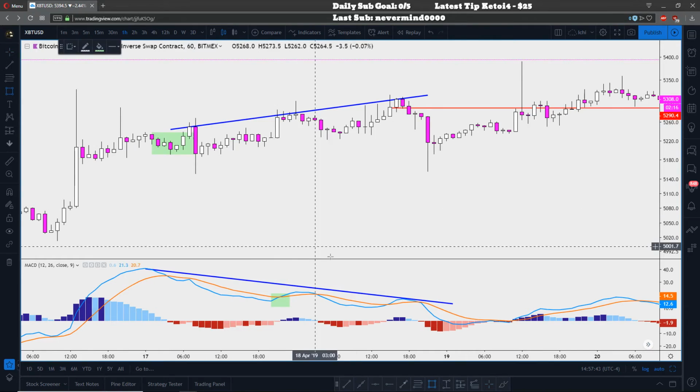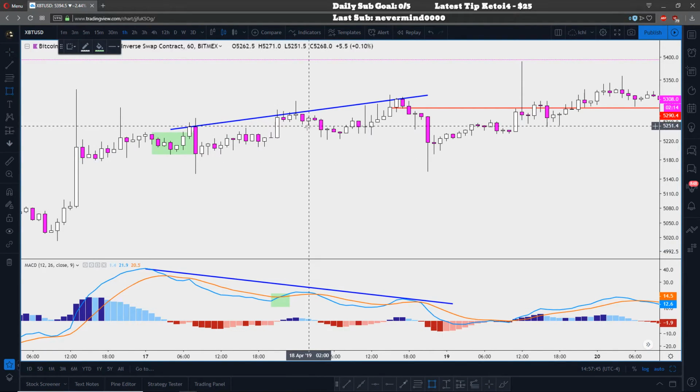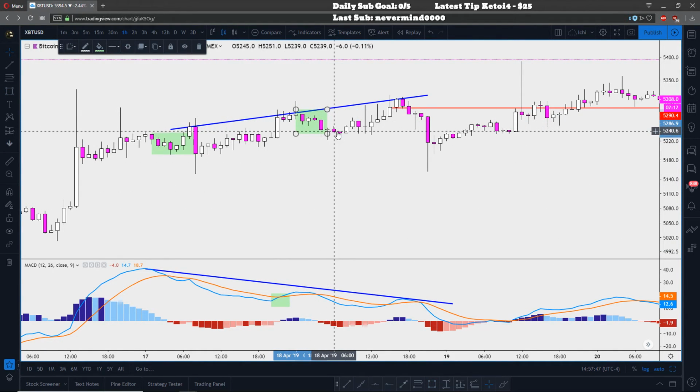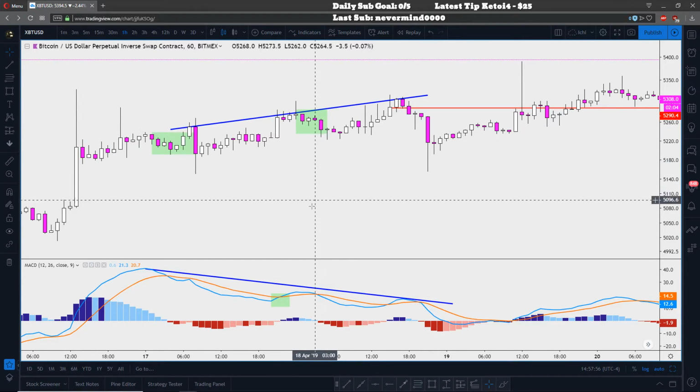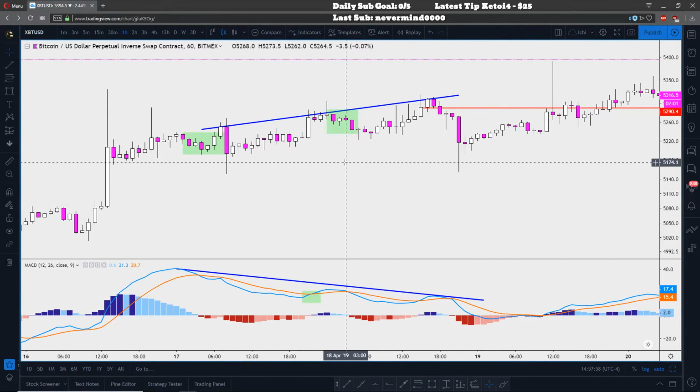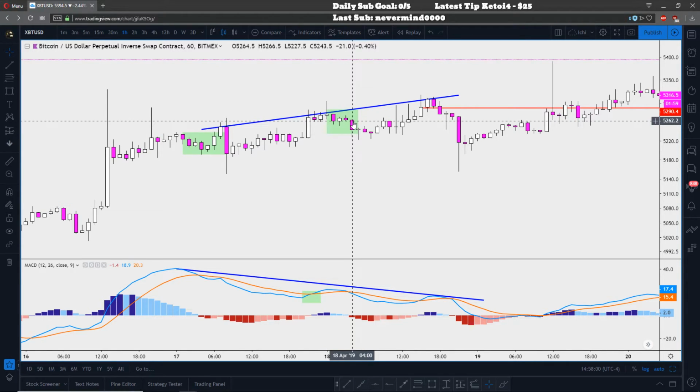Same thing here. If you would have taken this cross down, unless you took profit immediately. No, actually, this cross down was late, so you would have taken it down here. You would have shorted down here based on the cross down, because you can see the cross down is on this candle, right? But you always have to go a further candle, because that's the actual cross down.